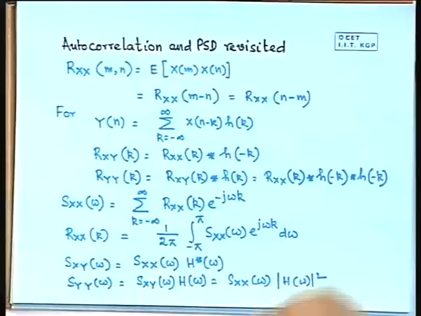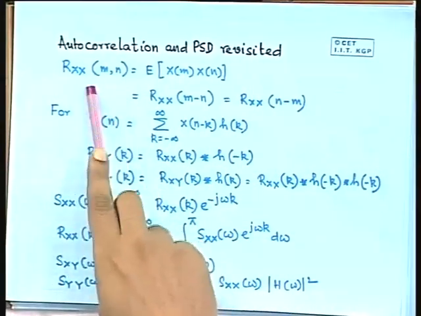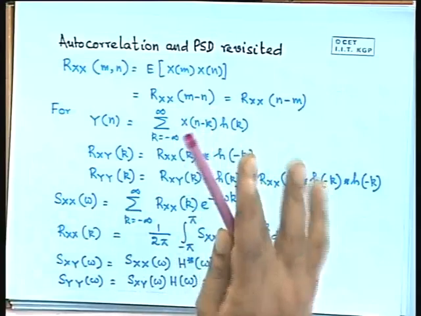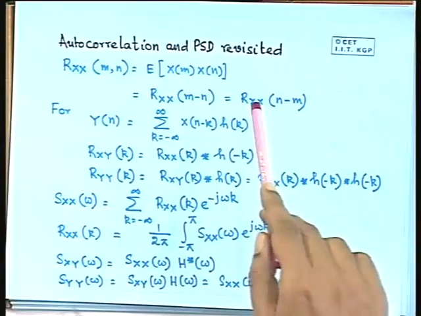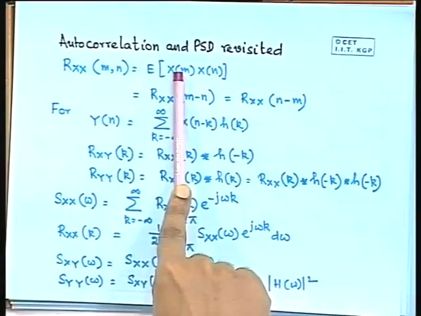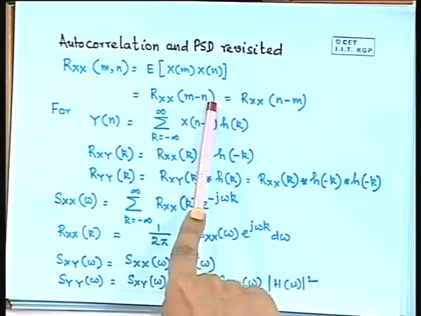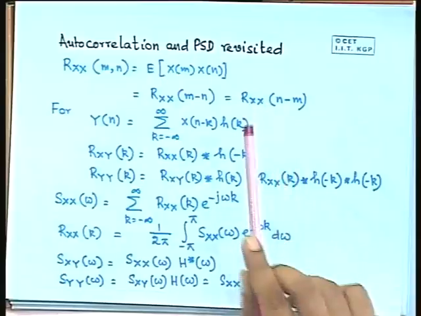So we'll first review the autocorrelation and PSD. These are all well known. The autocorrelation is defined as Rxx(m,n) for a general process as the expectation of X_m times X_n. We are talking about real processes, so there is no complex conjugate involved here. If the process happens to be wide sense stationary, then the correlation depends only on m minus n, and obviously you can exchange the arguments, since m minus n and n minus m are the same.